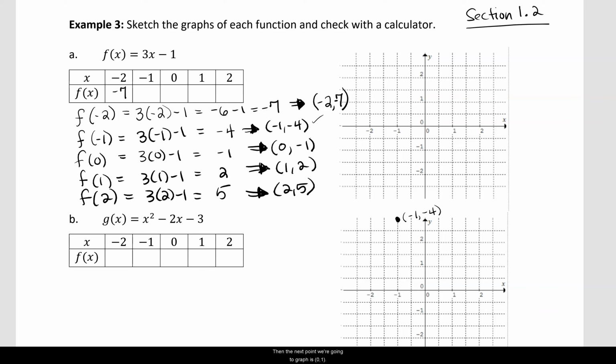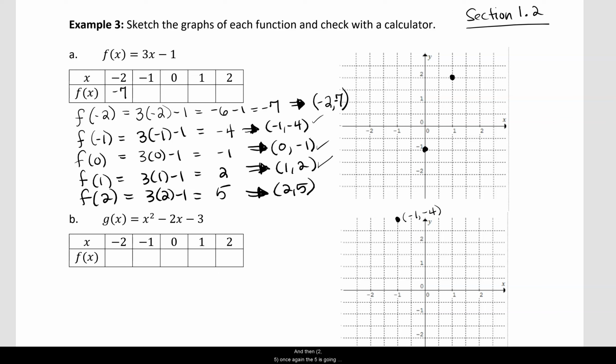Then the next point we're going to graph is 0, negative 1. So 0, this one will fit on our grid. X is 0, y is negative 1. There's our second point that I'm graphing. Third point on our table. Moving to the fourth point on our table, 1, 2. When x is 1, so we move along the x-axis to 1, then we move up along that grid line until we get to 2. So 1, 2. There's our next point, 1, 2.